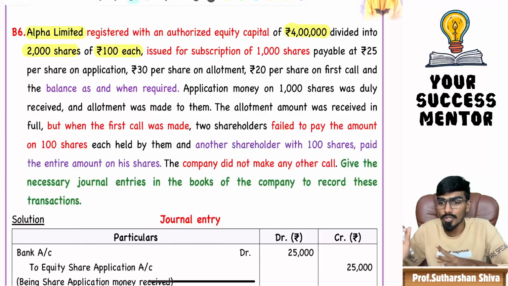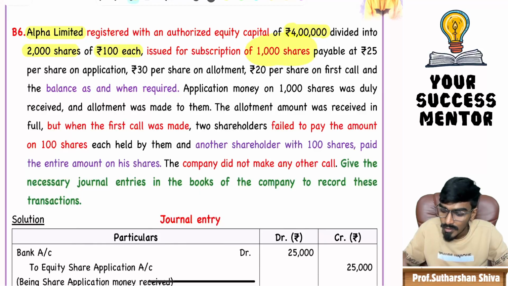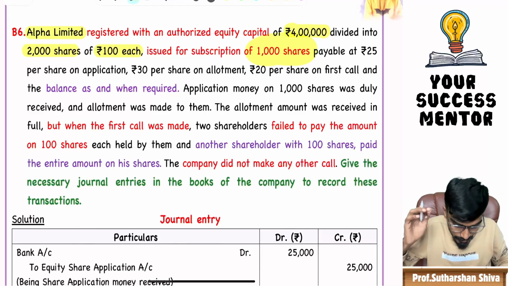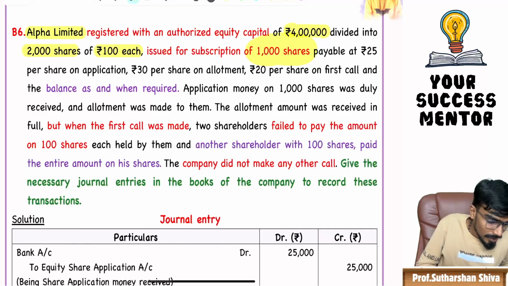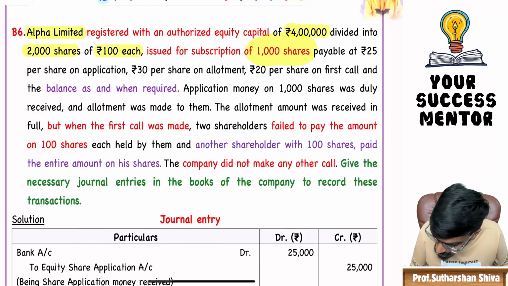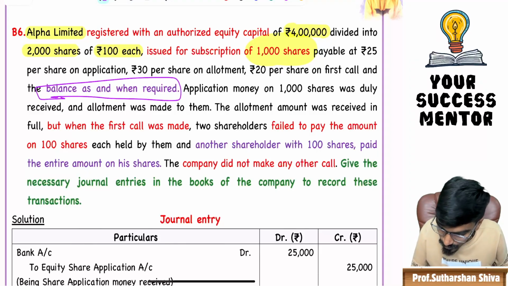On that, some portion they are going for an issue of 1000 shares payable 25 on application, 30 on allotment, 20 on first call, and balance as and when required. What is meant by that? What is meant by that? Balance as and when required means they are not calling up that value.